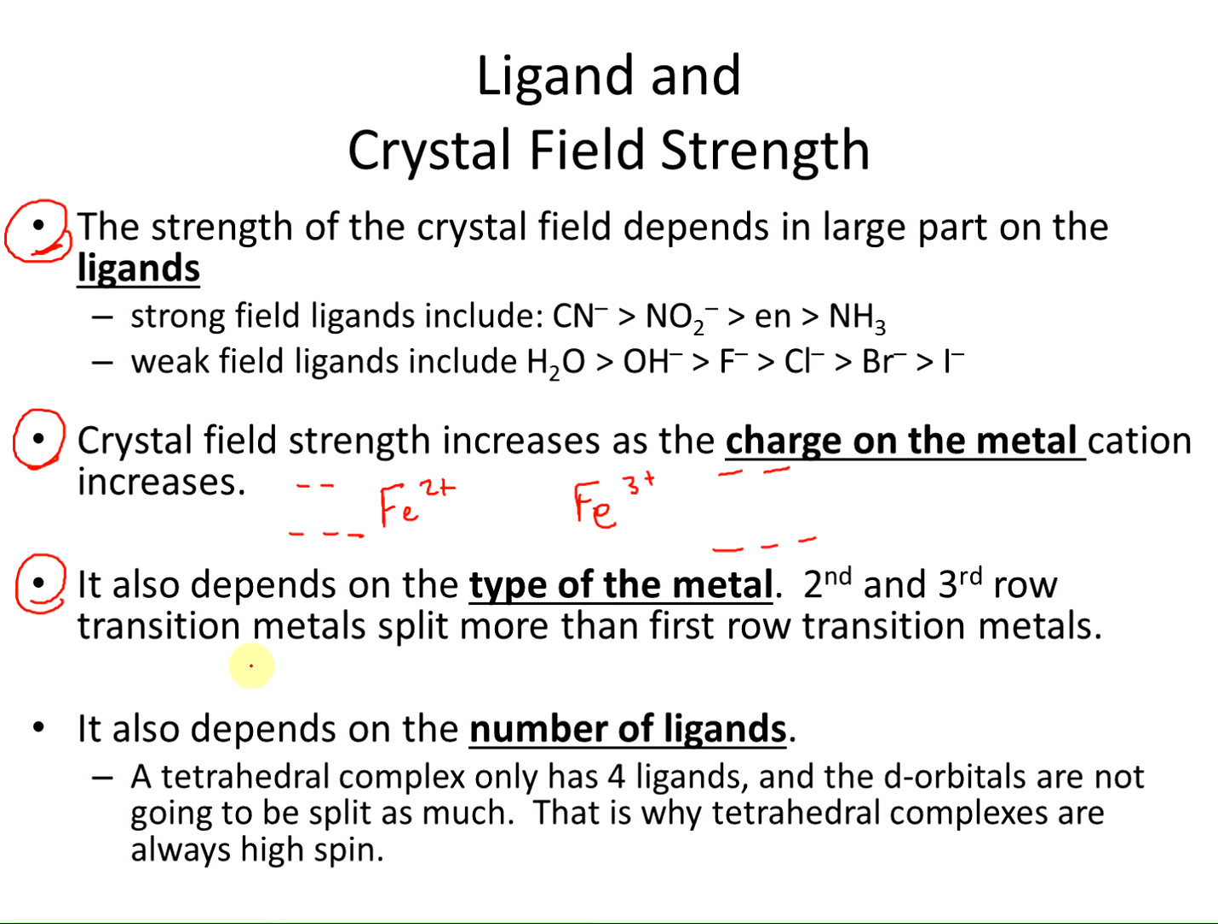And the amount of splitting is also determined by the number of ligands. So a tetrahedral complex only has 4 ligands. And the fewer the ligands, the smaller the splitting. So for tetrahedral complexes, because there's only 4 ligands, the splitting is always not that much. So tetrahedral complexes are always going to be high spin because the splitting is always very small. But for an octahedral case, you may have either high spin or low spin. So you may have either large or small splitting. But the more ligands you have, the greater the splitting is going to be.